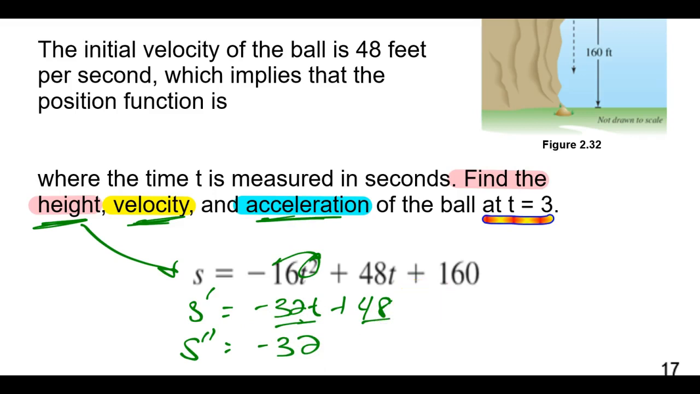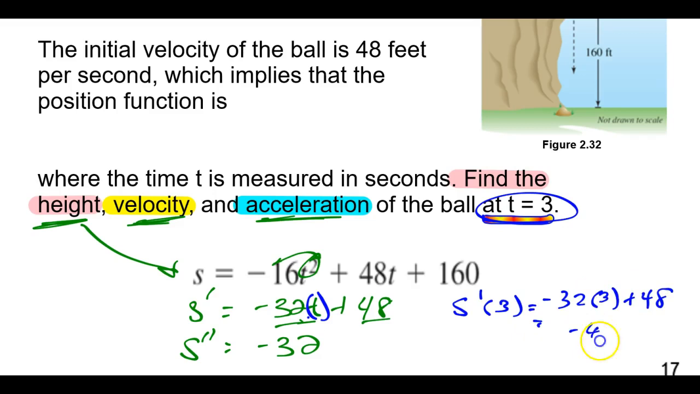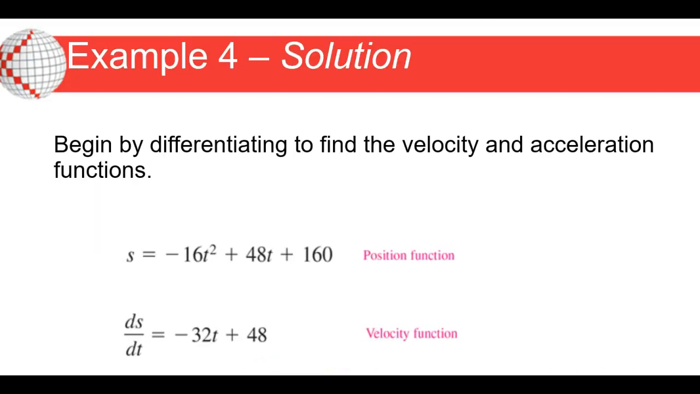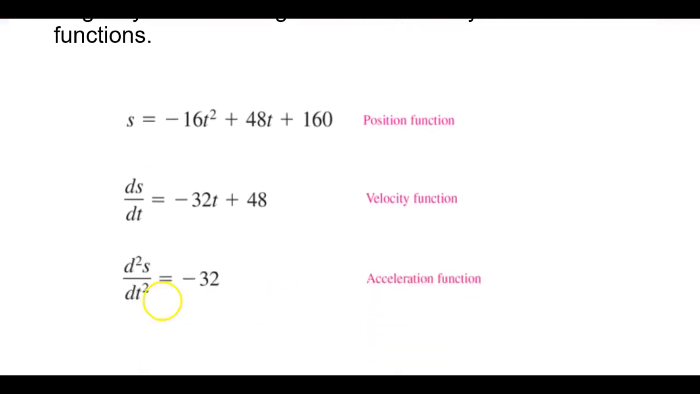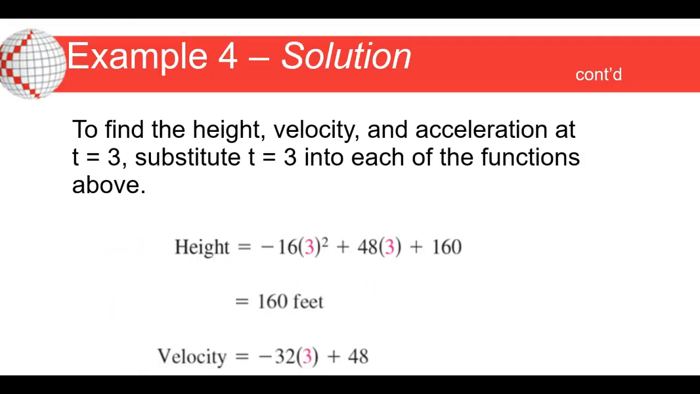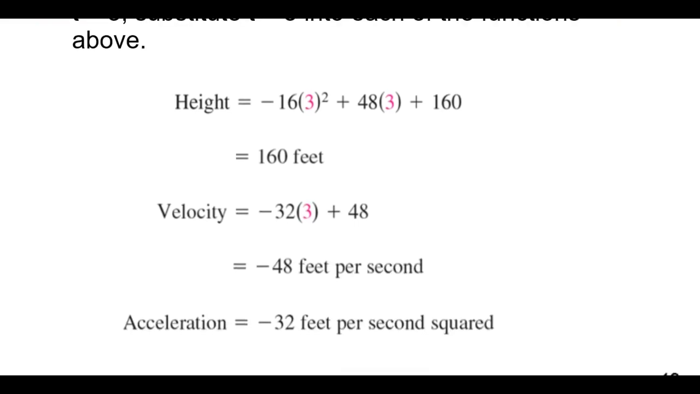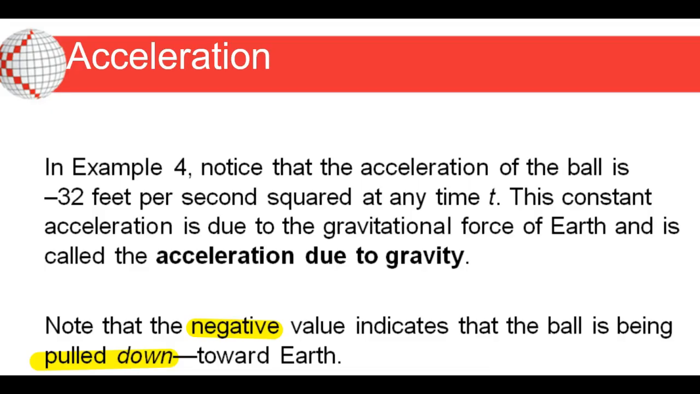But then they say, find the velocity at time t is 3. So s prime 3 would be negative 32, let this t be 3, and say, well, the velocity is negative 48. The acceleration is constant over time. It's always negative 32. So again, worked out solutions here that I posted on Blackboard.